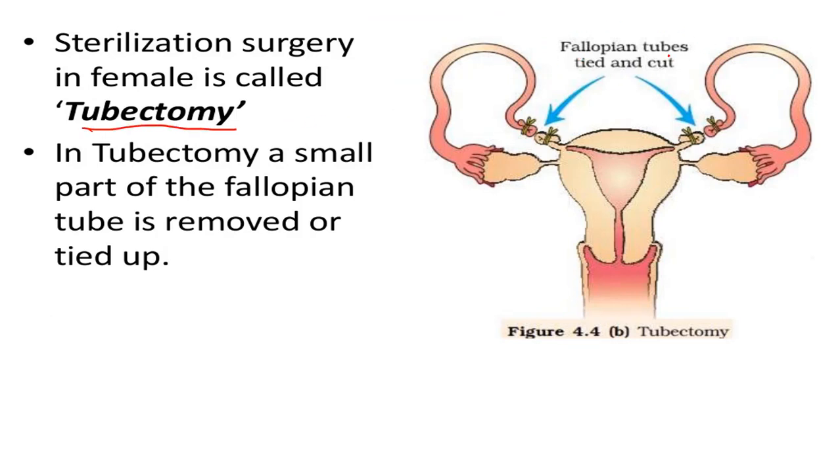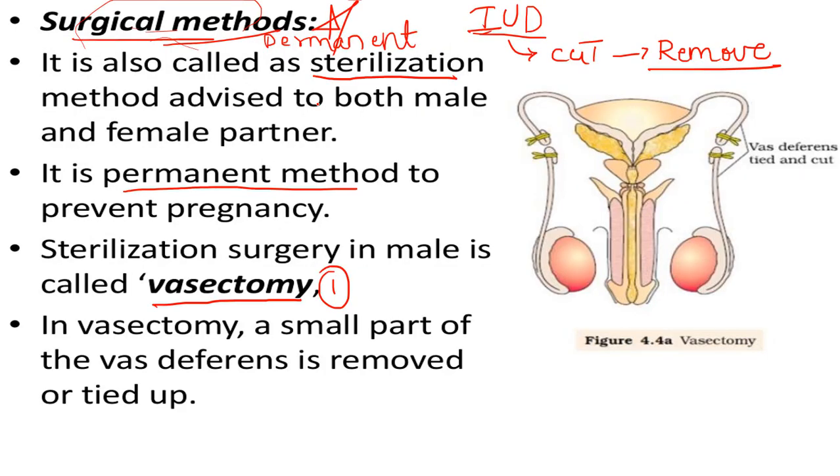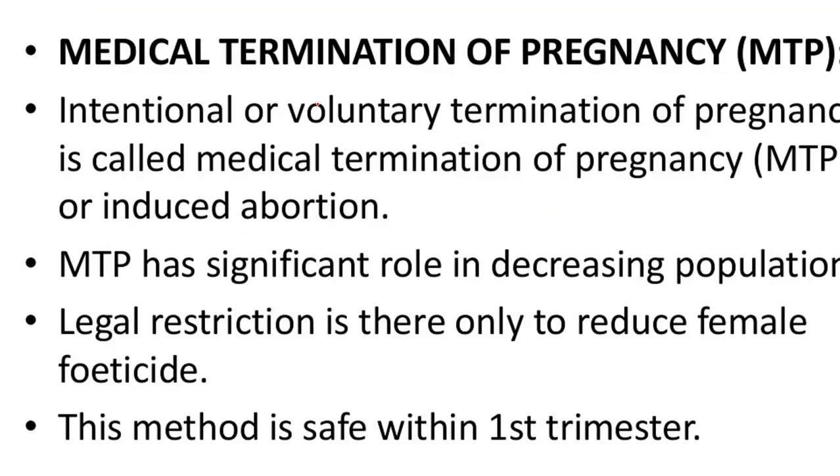Same, you have tubectomy in females. Tubectomy is where the fallopian tube is cut and tied. When the fallopian tube is cut and tied, obviously the sperm cannot go to the fallopian tube, neither can the egg meet the sperm. If there is no meeting of the sperm and egg, there will be no fertilization and no baby. So tubectomy and vasectomy are the permanent methods to prevent pregnancy. Vasectomy in males, tubectomy in females.